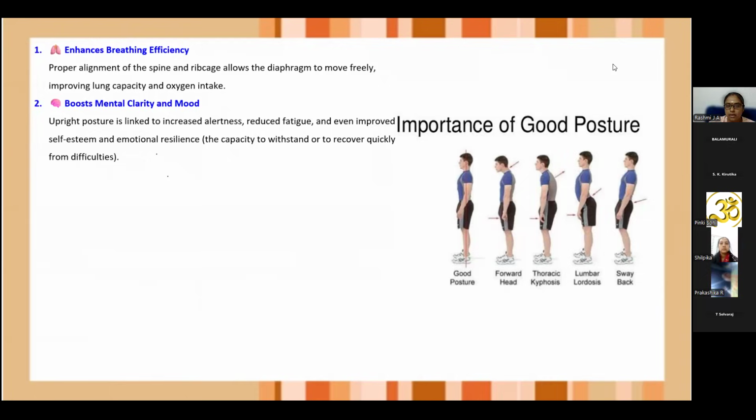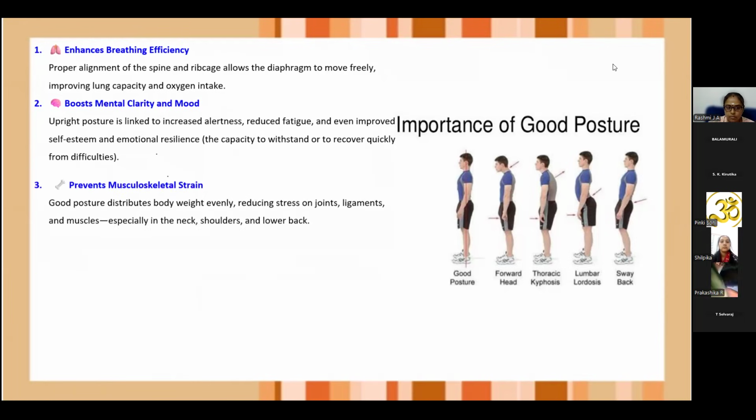Then it boosts your mental clarity and mood. Upright posture is linked to increased alertness. It will reduce tiredness, and even improve self-esteem. So mostly the models, if you see, they are trained to have a good posture and walk accordingly also. They will always have the upright position only.